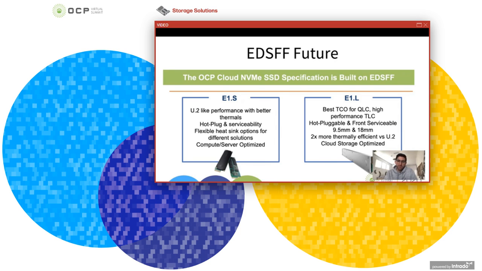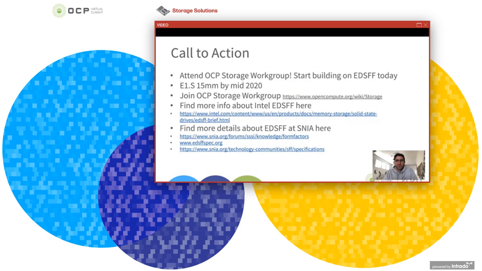So that's it. The call to action: go attend the rest of the OCP storage work group presentations, they're really awesome. We have E1.S 15 millimeter. It's actually now already brought into the specification in the 1.4. So we're going to see prototypes and systems out here soon. Join the OCP storage work group.